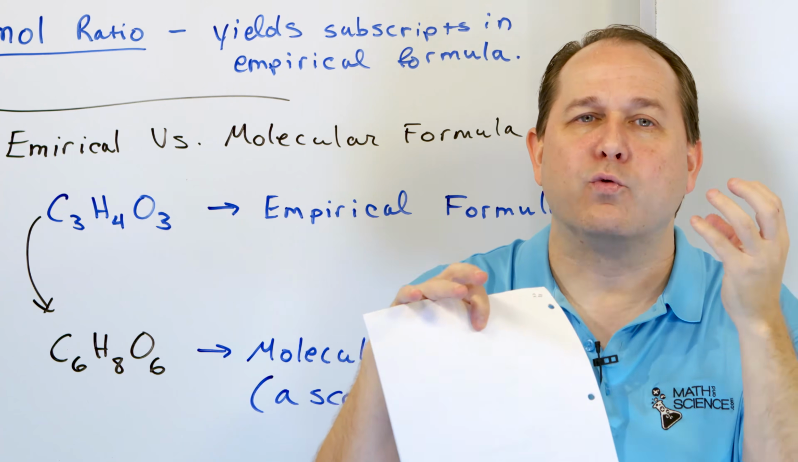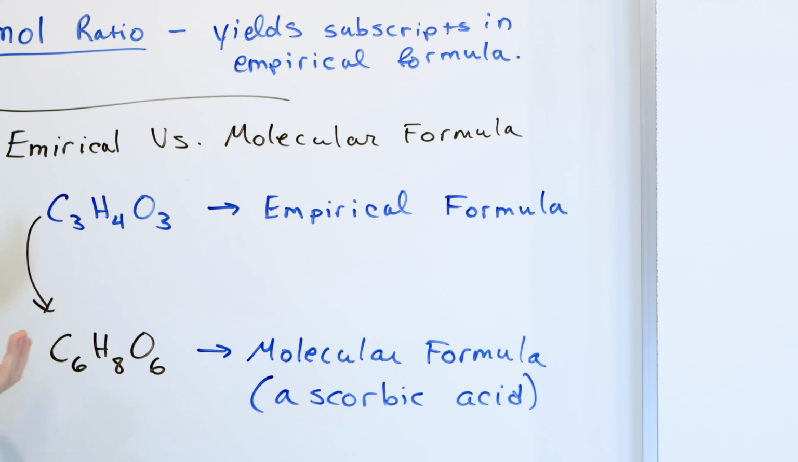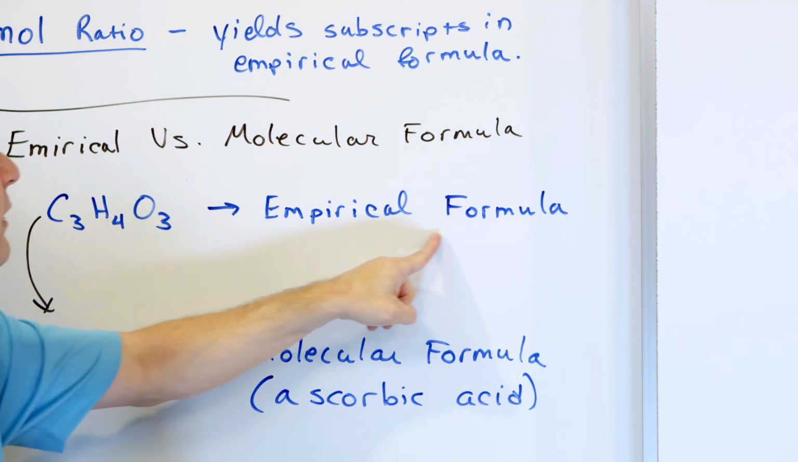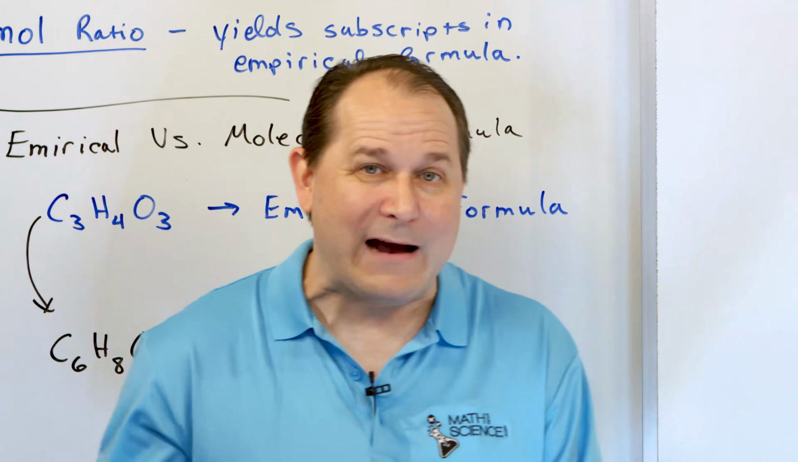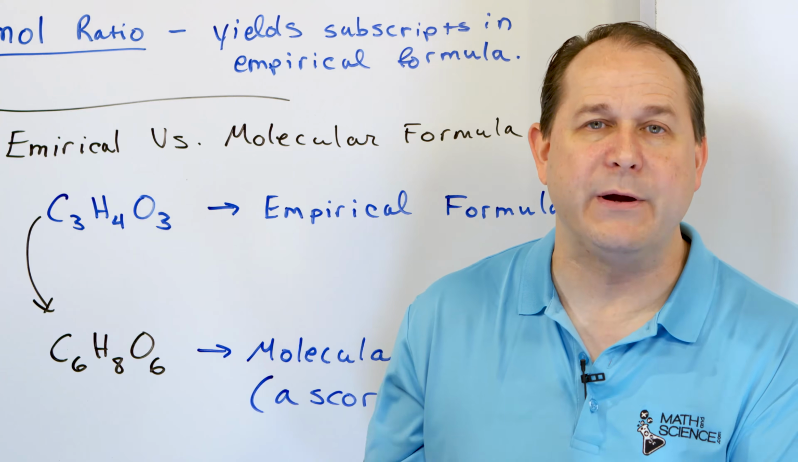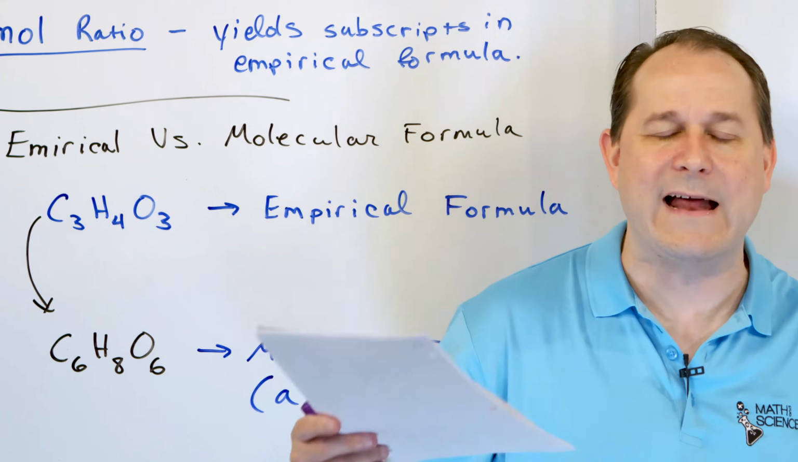However, the ratio of those atoms, 6 to 8 to 6, is the same as the ratio 3 to 4 to 3, and the simplest whole number ratio is what we call the empirical formula, right? Now, in the laboratory, when you go backwards and you have an unknown substance, you always figure out what the empirical formula is first, because the machine is just going to tell you the ratio of the atoms.